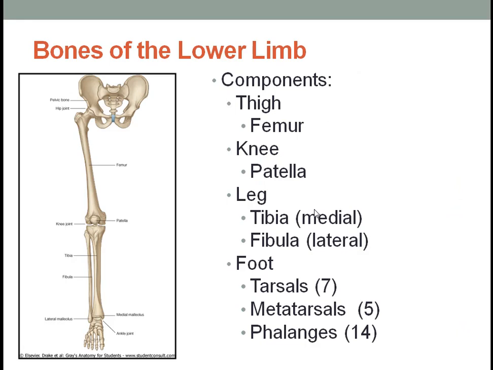About the bones of the lower limb, we should know the components. Here we have the femur, which is the thigh bone, and the patella, which is found within the knee region. In the leg region we have the tibia medially and the fibula laterally. Then we have the bones of the foot: the tarsal bones, the metatarsal bones, and here the phalanges.